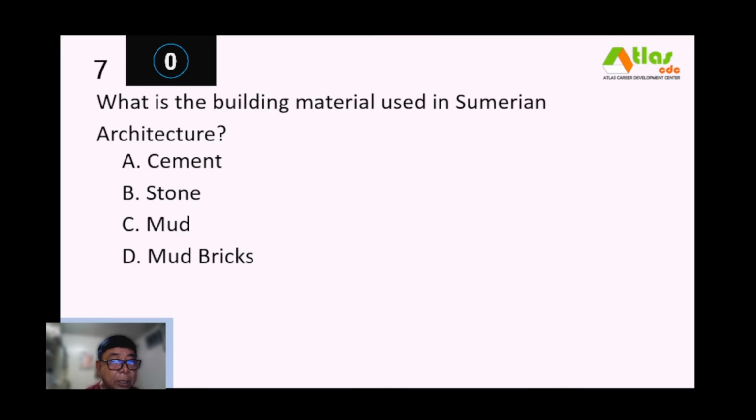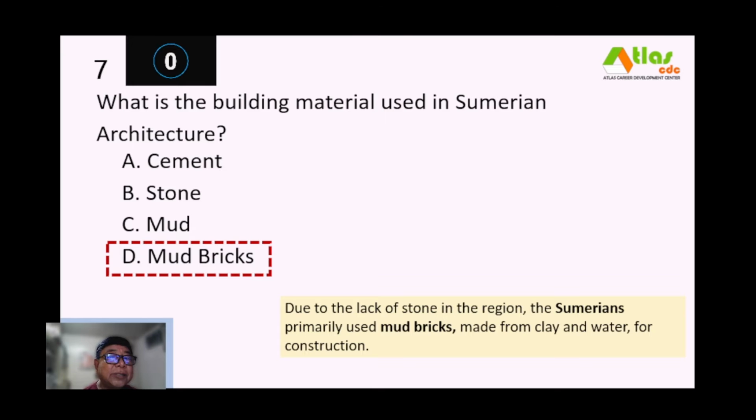And our correct answer is letter D, mud bricks. So due to the lack of stone in the region, the Sumerians primarily used mud bricks made from clay and water for construction.